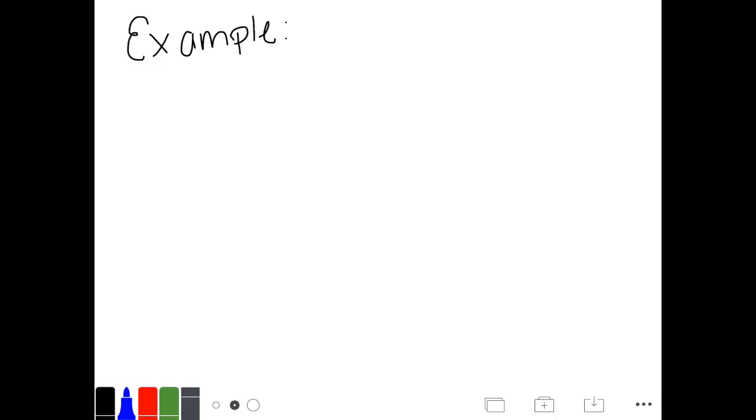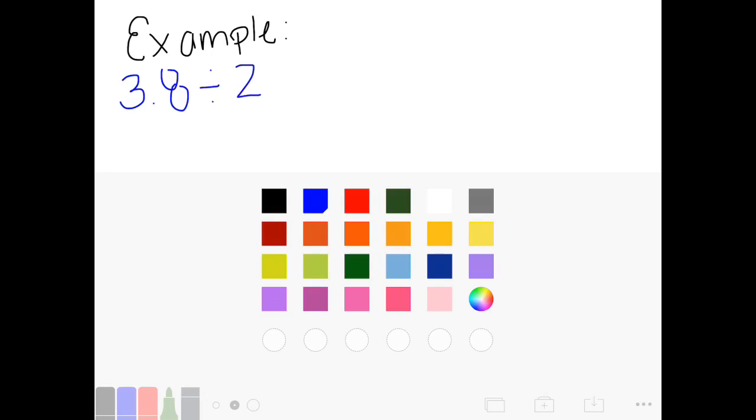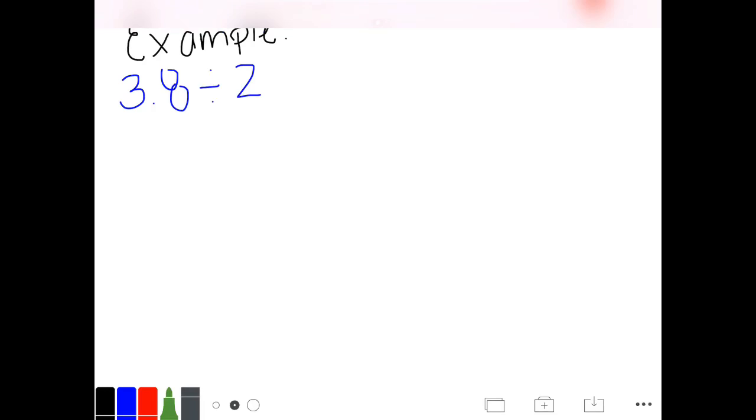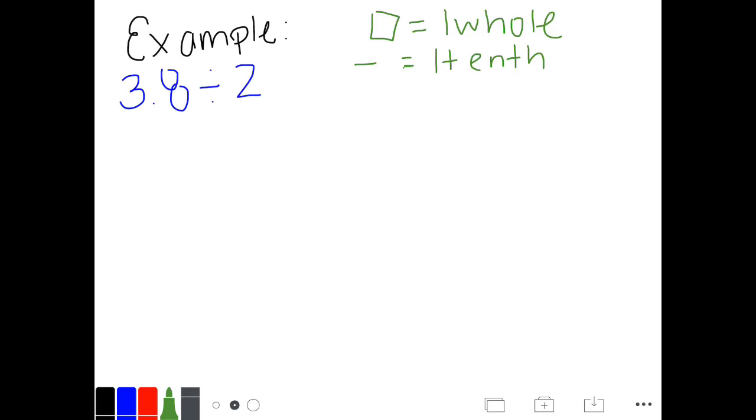Our first example today is going to be 3 and 8/10 divided by 2, or 3.8 divided by 2. I'm going to put over on the side here some keys. So a square, a larger square like a platform, is going to equal 1 whole, and a rod is going to equal 1/10 for my drawings. When we're dividing decimals, we always want to do it with visual drawings first because that's the way we're going to kind of break it apart.